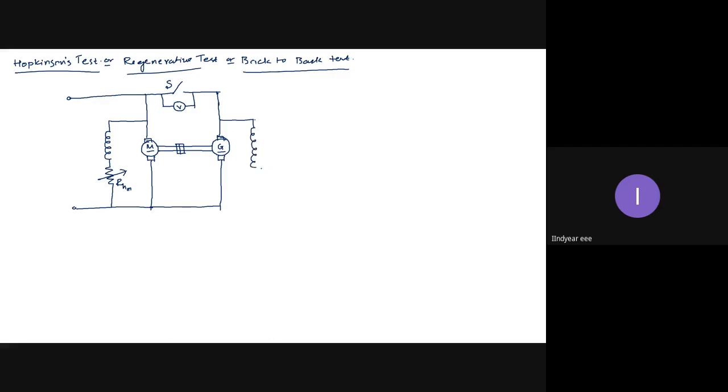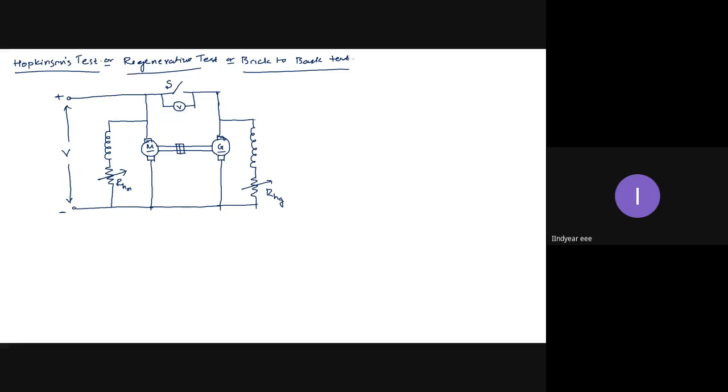Both are shunt machines, and this test is also carried out on either shunt motor or compound motor, or shunt and compound machines, we can say in general, because both generator and motor are involved. So we can say like that. This is the connection. Okay, what are the currents and all, later we will look into. So first we will see the connection.